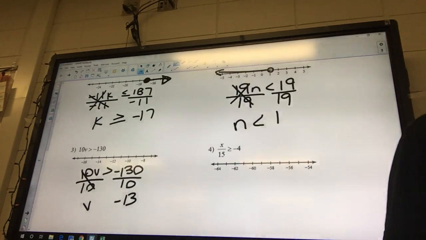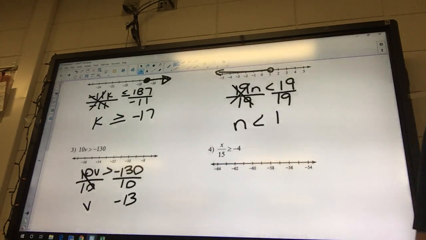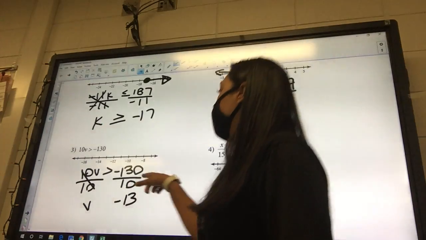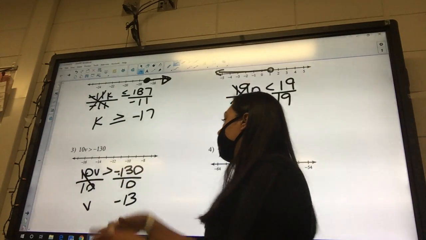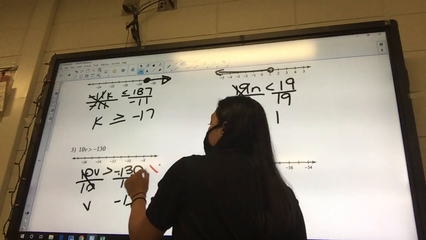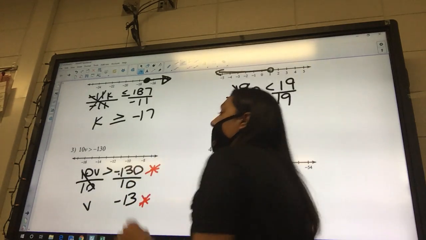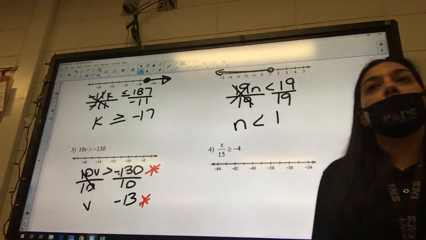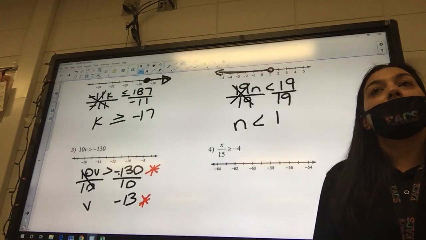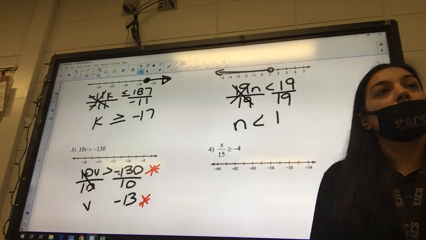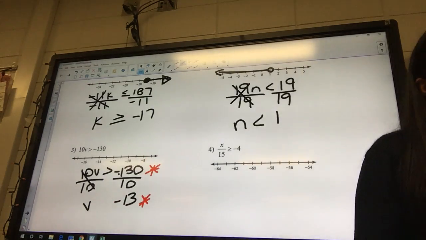No. Okay, so look up here, because if you're already lost, then your whole sheet's going to be wrong. So this one is a negative, right here. This one is also a negative. What are we actually dividing everything by? 10. By 10. Is the 10 a negative? No. No, so you don't need to flip the sign.